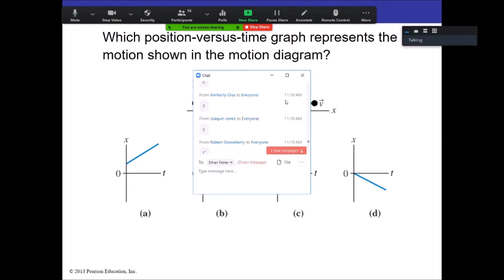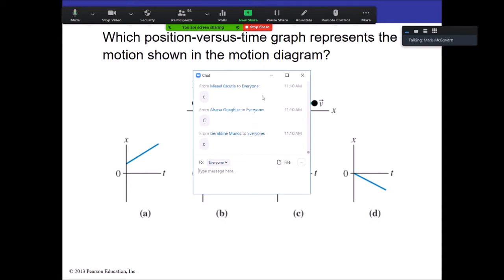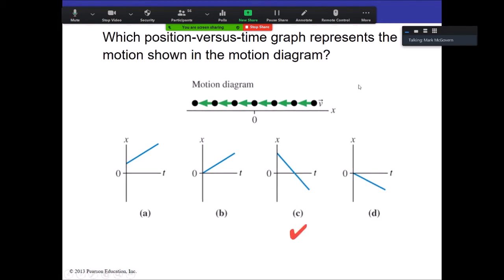Okay, a lot of C's, a few D's. Okay, well, I'm guessing it's C. Y'all think it's C? It's C. Why? Well, let's look at the other ones and determine why they're wrong. That's a good thing to do. Number A. A is showing our position increasing in time. That's not true, right? We're going to the left. This is saying we're going to the right. Wrong.